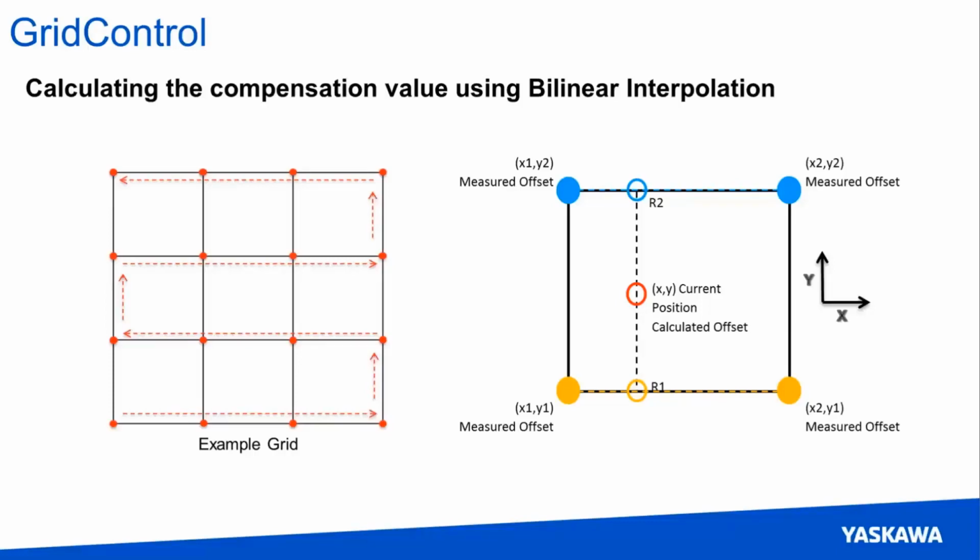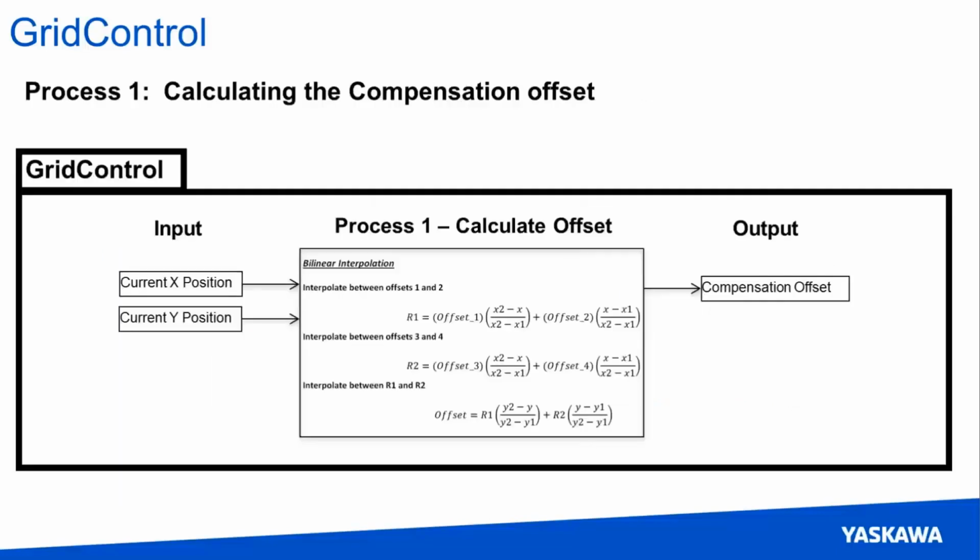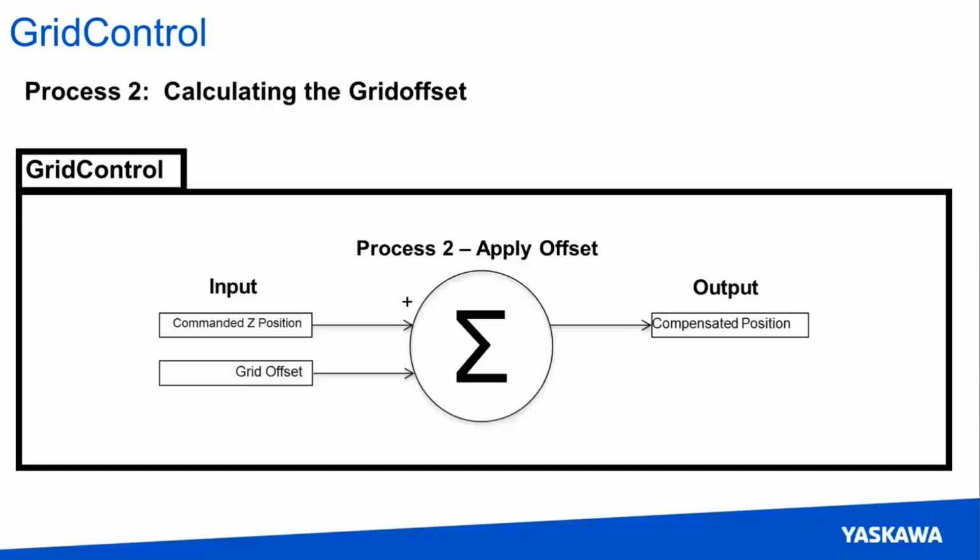This offset would then be added onto your virtual axis position, as I've mentioned several times now, and then input to the Y group direct control for your custom compensation group. Here's a quick function block diagram of the process that it's taking. It takes the current X and Y position, runs it through the bilinear interpolation, and the output is your offset. After that, you have your commanded Z position on the virtual axis. You add the grid offset, and you have your compensated position.